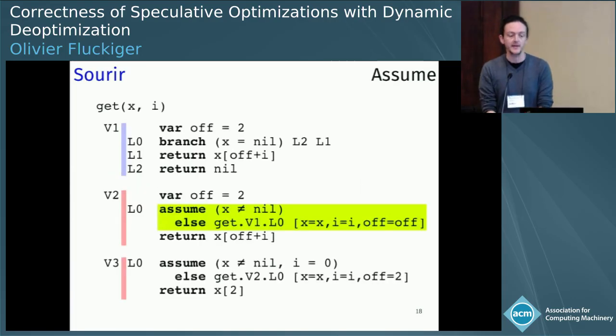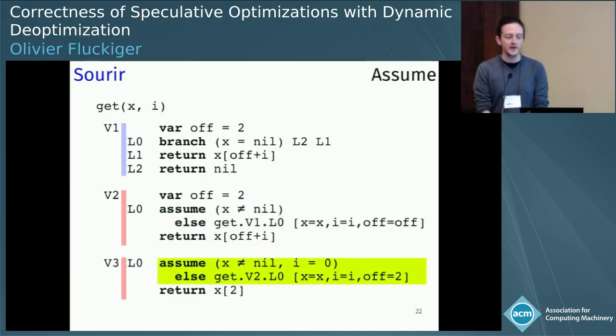So let's look at this in our example. Here, as I said, I want to assume that x is not nil. So I'll put this as the guard. And second, if something goes wrong with this assumption, then I will bail out to v1, which is my source version, and I'll jump to this L0 right before the branch. The variable mapping part here is fairly trivial because we actually have the same lexical scope in both versions.